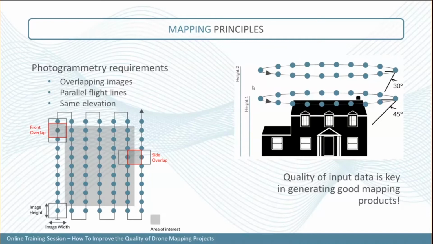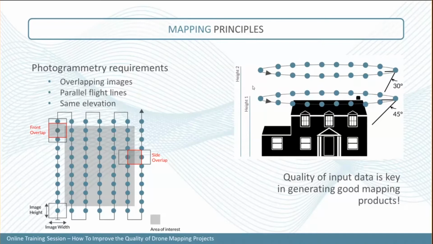Finally, the other thing that's important is to usually have the same elevation or a constant GSD throughout the project. The GSD is basically the size of a pixel that you can see on the ground from your images, so the spatial resolution of a pixel on the ground.